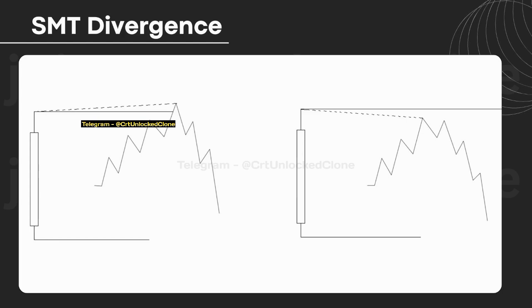Most of these CRTs that I actually take, if you look closely at them and you reverse engineer those CRTs, then you would notice that if you compare it with any other correlated assets such as DXY, you would see that there is an SMT there around that particular CRT. That's why I have so much conviction in those sort of CRTs, right? That's how you identify a high probability CRT through the help of SMT divergence.